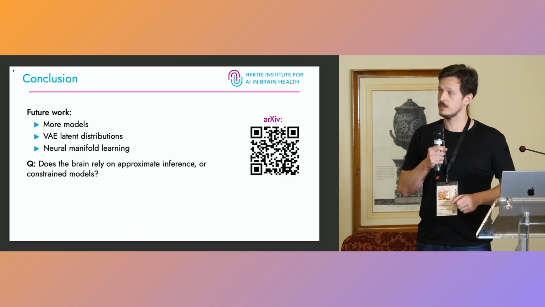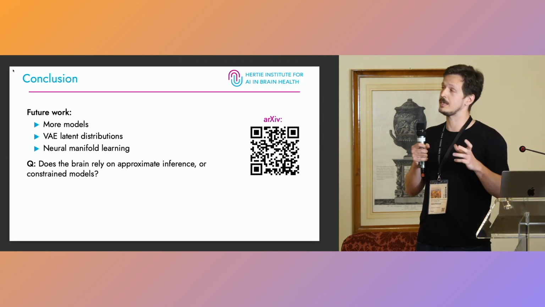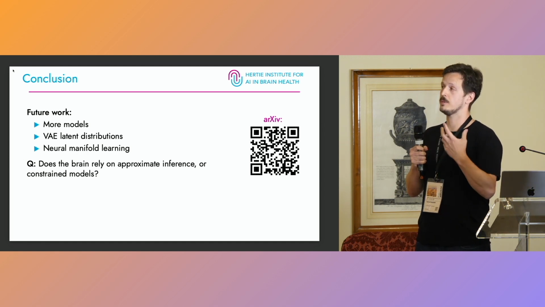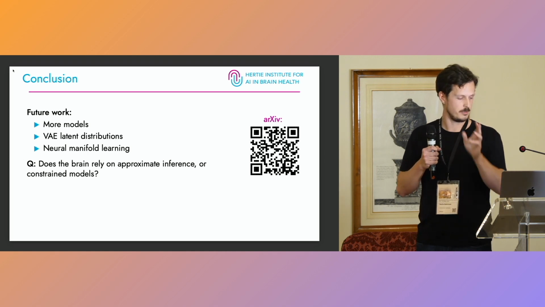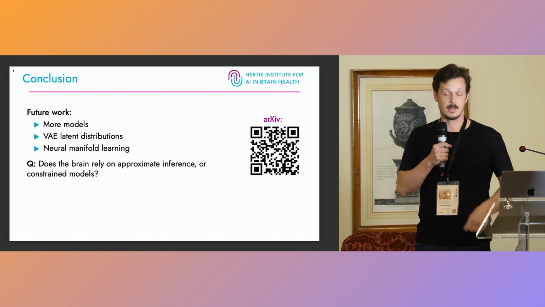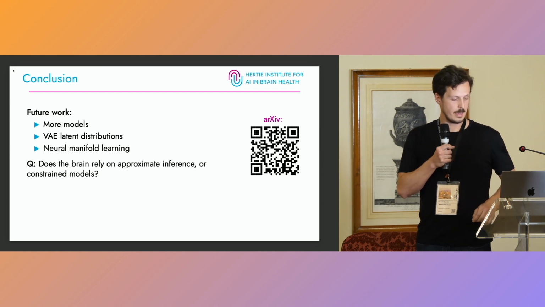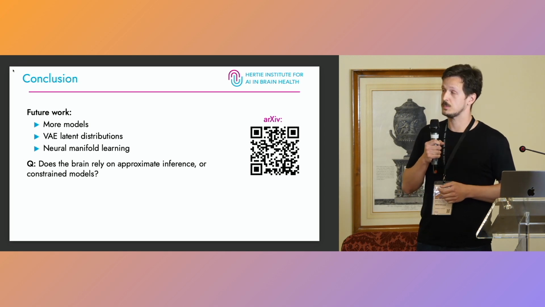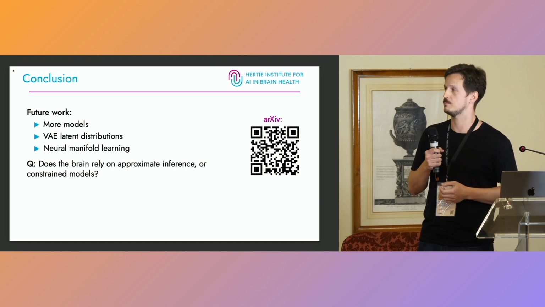So that's pretty much it. Future work: I'm trying to figure out more models that satisfy these constraints. I don't see this as competitive with variational methods, but rather it might allow me to push the limits of VAEs. I'd like to further develop this probabilistic approach to neural manifold learning. And then I just want to highlight that I think this direction of research points us at a pretty interesting normative question, which is, does the brain rely on approximate inference or constrained models?